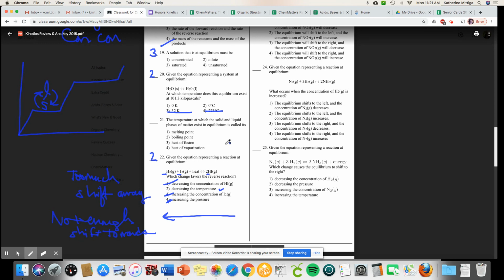And I missed 21 entirely. Oops. The temperature at which solid and liquid phases of matter exist at equilibrium. Oh, we just talked about this. So this is the melting point.